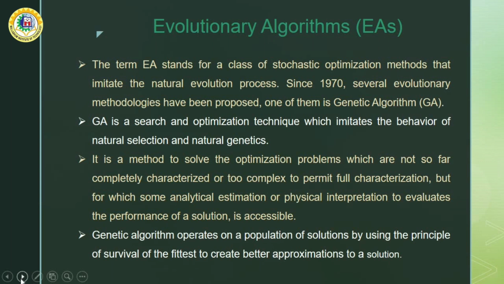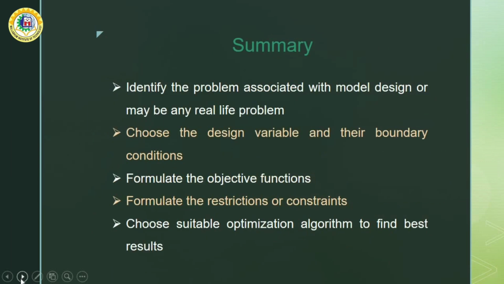Let's summarize the whole thing. In any optimization problem, at first identify the problem associated with model design or any real-life problem. Then choose the design variables and their boundary conditions. After that, formulate the objective function and formulate the restrictions or constraint values. Finally, choose the suitable optimization algorithm to find the best result.